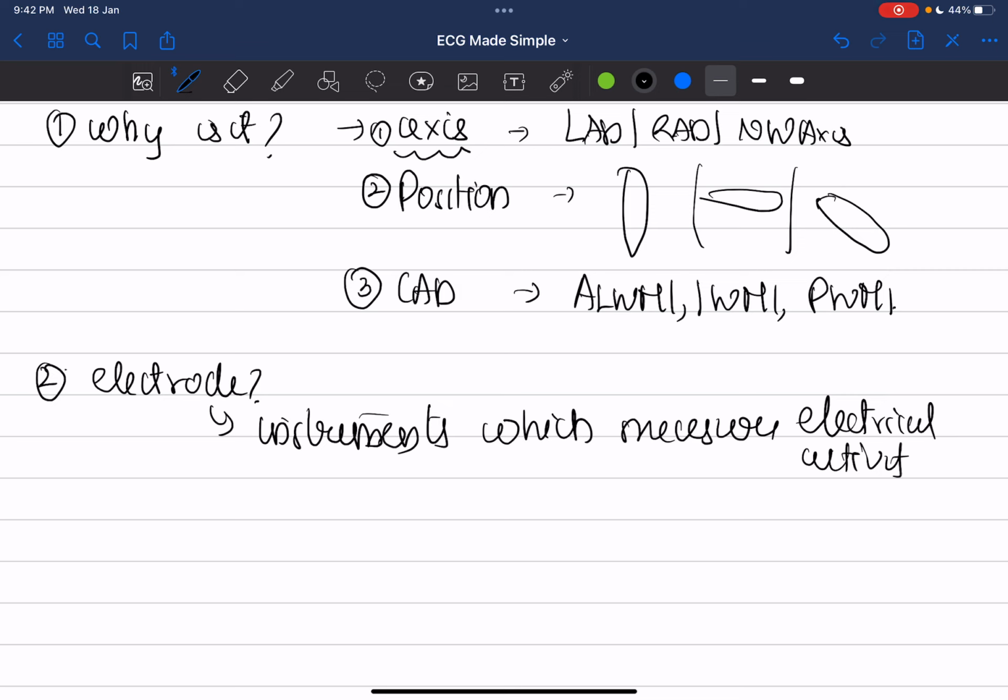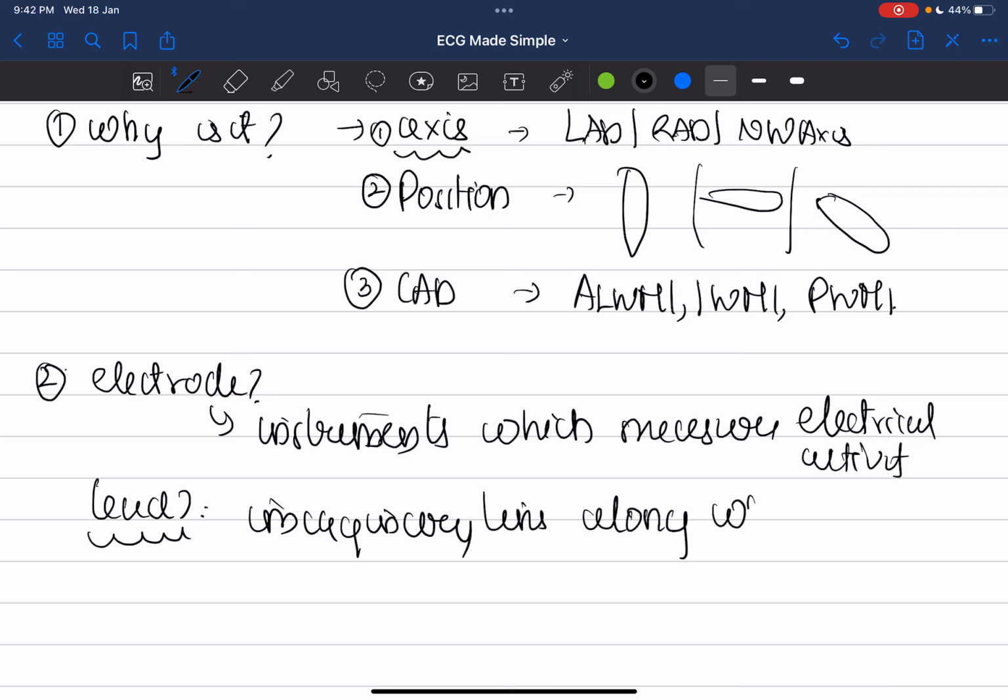Then what is a lead? Lead is actually an imaginary line. It's not a physical object. It's an imaginary line along which you measure the electrical activity.